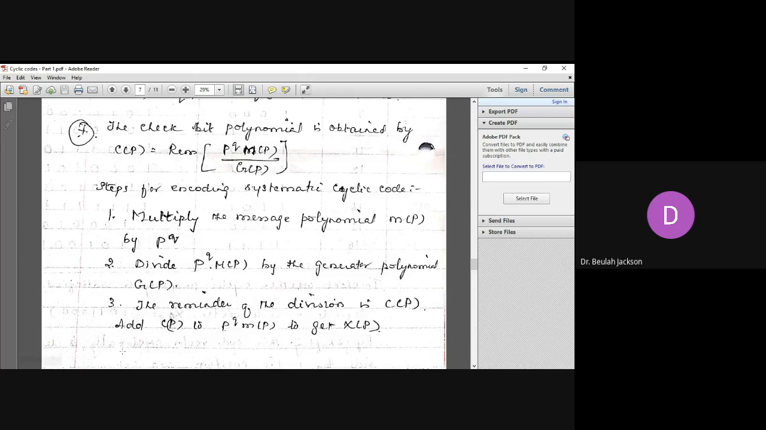Now, these are the steps for encoding a systematic cyclic code. First, multiply the message polynomial m of p by p to the power q. Then divide p to the power q into m of p by the generator polynomial. Then the remainder of the division is c of p. Now add this c of p, the check bit polynomial, to p to the power q into m of p to get this x of p.